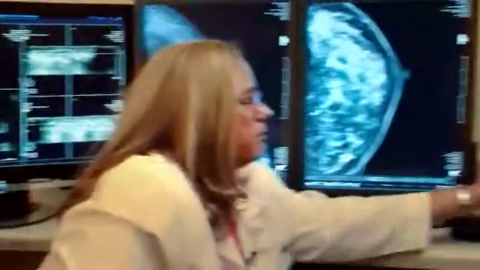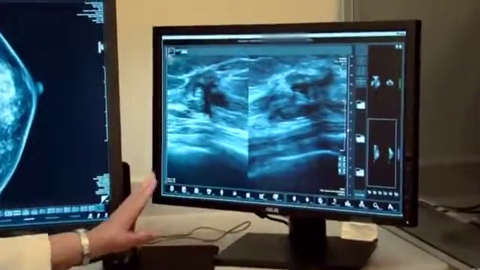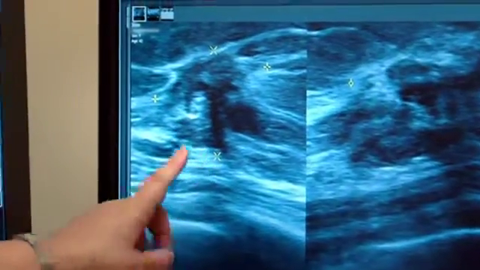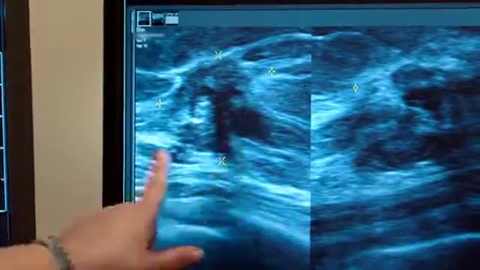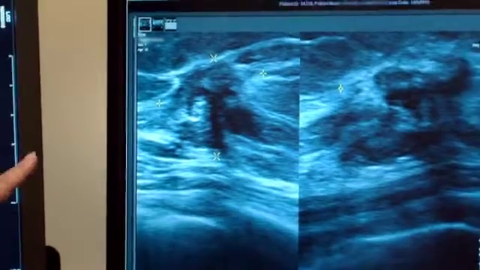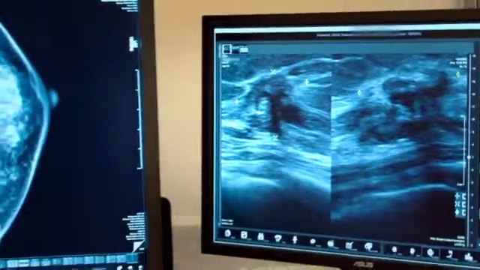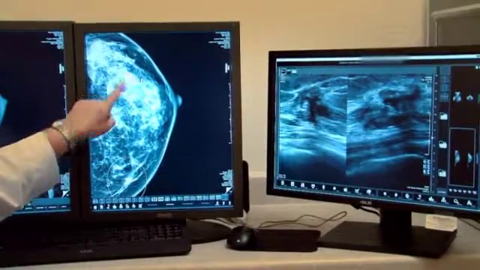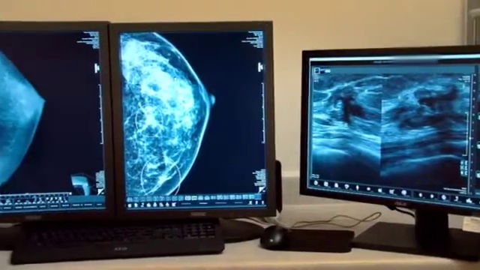So here's an example of a cancer on the ultrasound. And you can see here that this is cancer. You see it disturbs the normal planes of the breast. And that large cancer is difficult to see here. I've circled it, but does this look any different than this? And often that's the reason dense breasts need breast ultrasound.